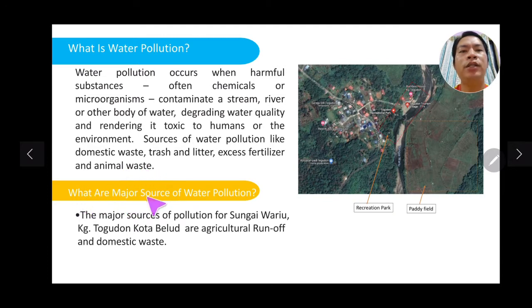What are major sources of water pollution? The major sources of pollution for Sungai Wariu, Kampung Togudon, Kota Belud are agricultural runoff and domestic waste. As we can see on the maps here, Sungai Wariu is located in the middle of the village and between the paddy field.